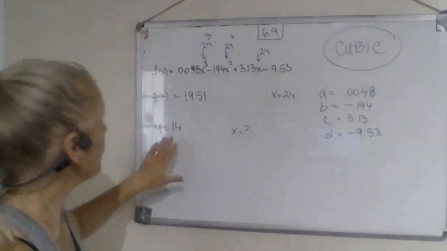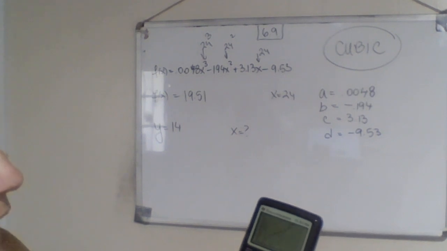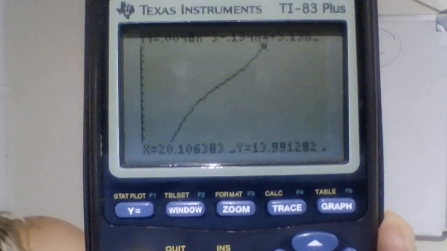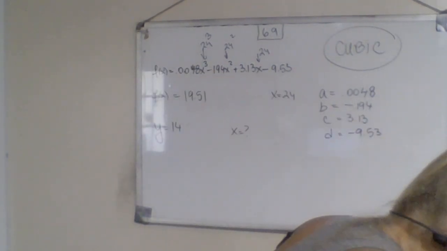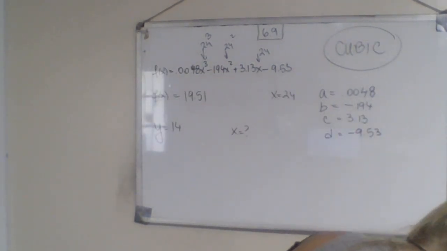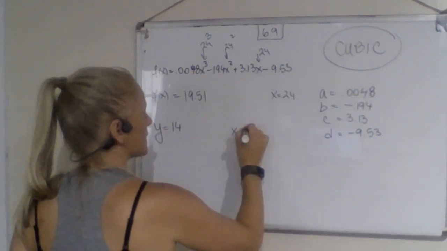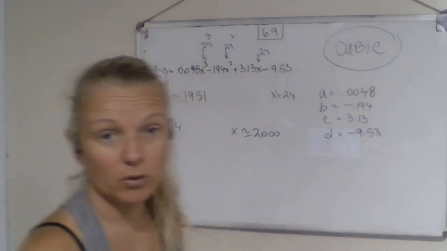I'm looking for what is x when y is 14. So I'm going to go to trace. And my y right now is 9.97. I want my y to be as close as I can get it to 14. When I get there, here it is. I get 13.99 something. My x is 20.1 or approximately 21. Approximately, yeah, because I rounded my thing differently. My x is approximately 2,000 RPMs.